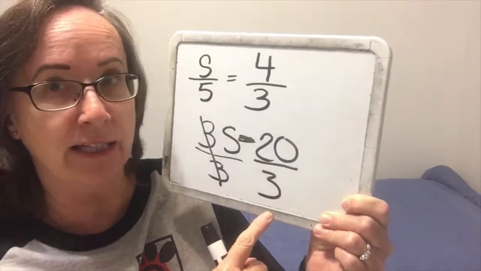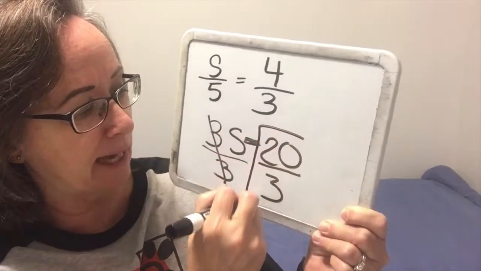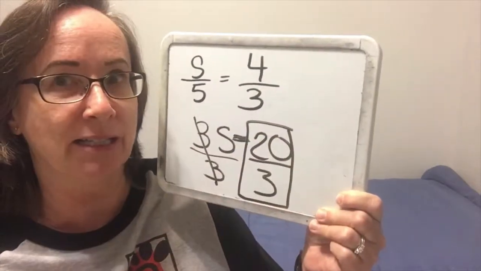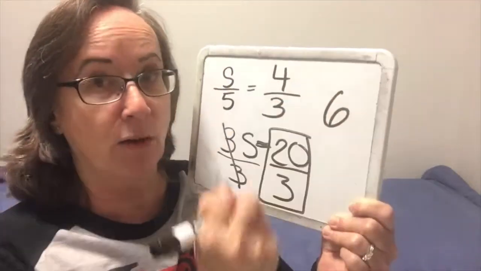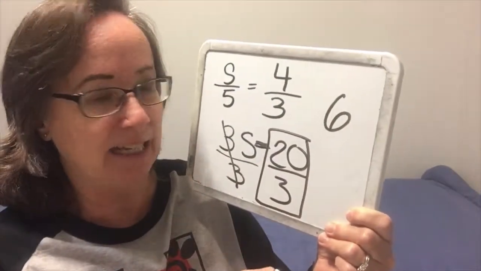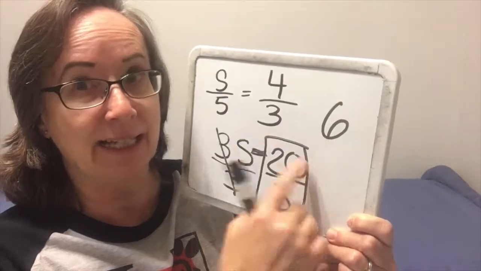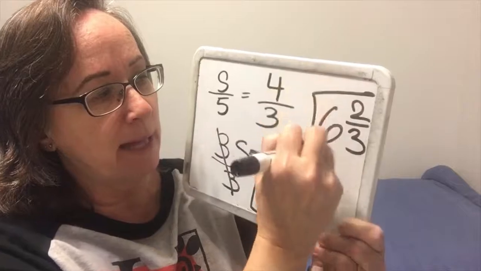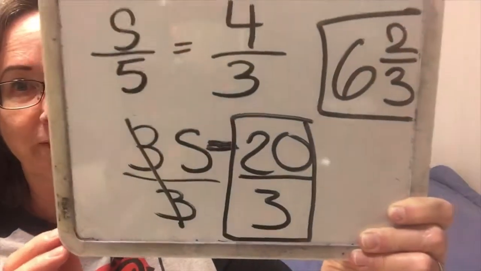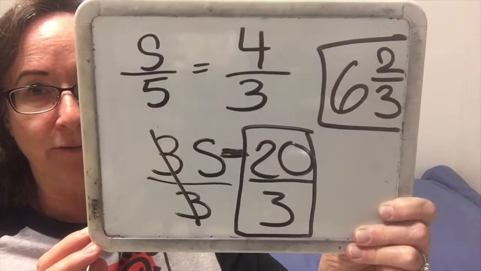Okay, that's fine. 20 over 3 is perfectly okay. But let's turn it into a mixed number for practice. 20 divided by 3 goes 6 whole times. That's 18. So 20 minus 18 is 2. 6 2/3 would be the mixed number form, and 20 over 3 would be fine for the improper form.